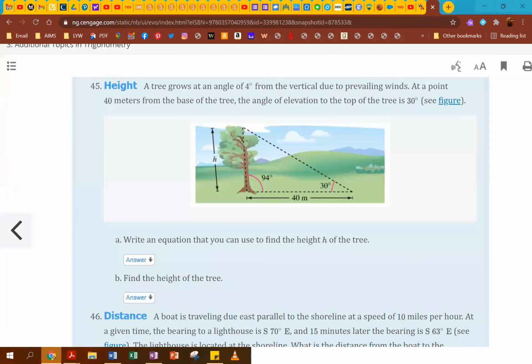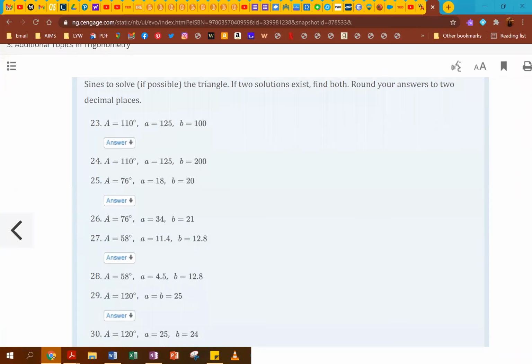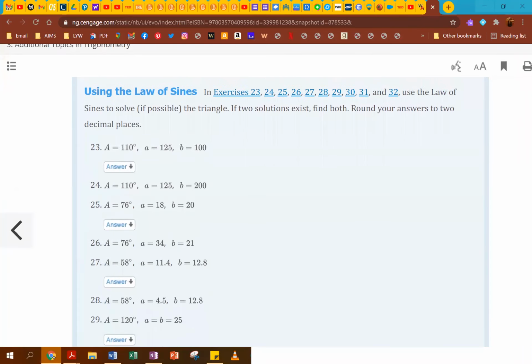Okay, so let's get back to the page over here. You can see in this one, our instructions are to use law of sines to solve, if possible, the triangle. They're saying if two solutions exist, find both of them. And again, we're rounding our answers to 2 decimal places. So we're looking at number 24 over here.